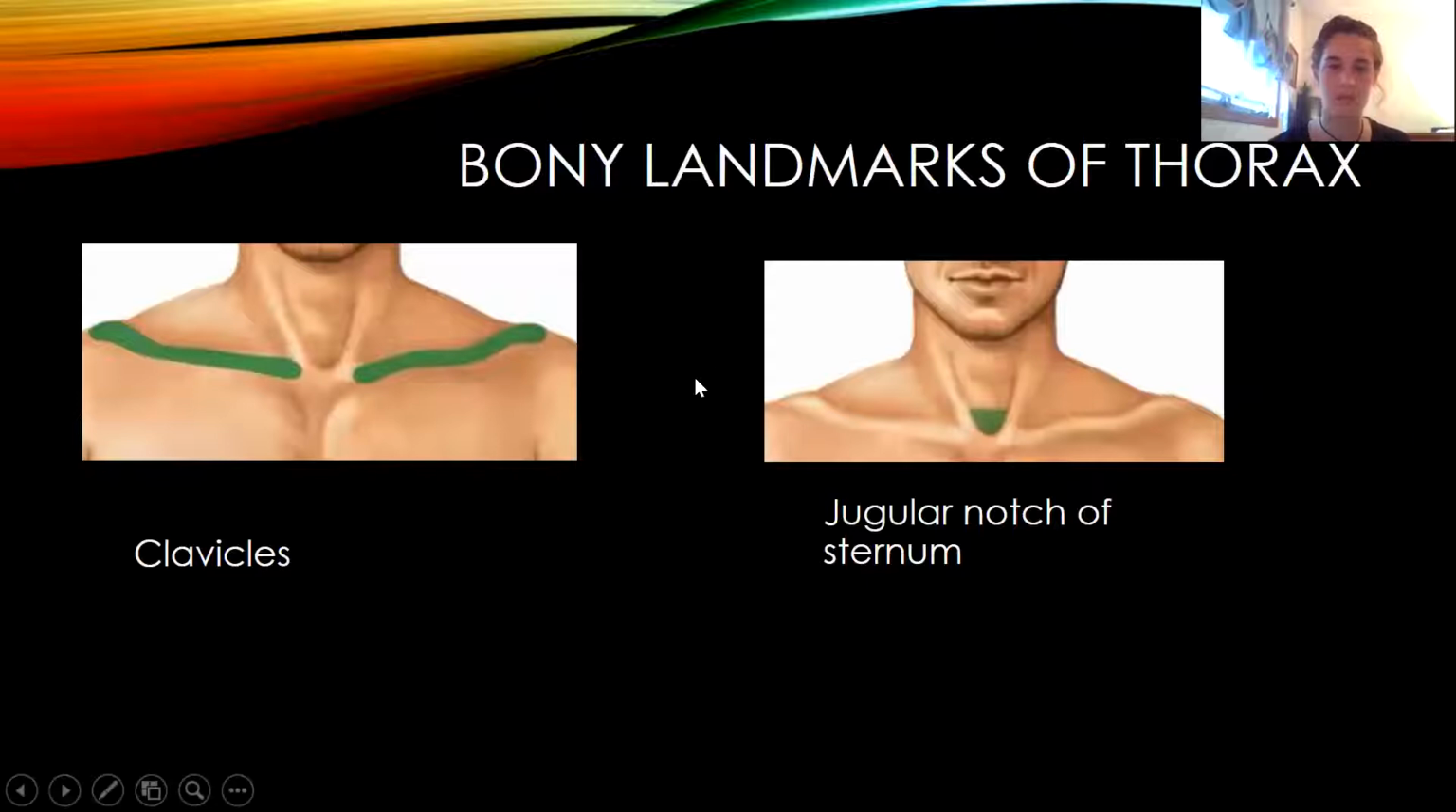Then the bony landmarks for this would be the clavicles. The clavicles do attach to the glenohumeral joint over here. They dip down between the rib cage, so you can easily feel these, also known as the collarbones. Another one is the jugular notch of the sternum. This is where the skin depresses. You can find the top of the mandible through here.